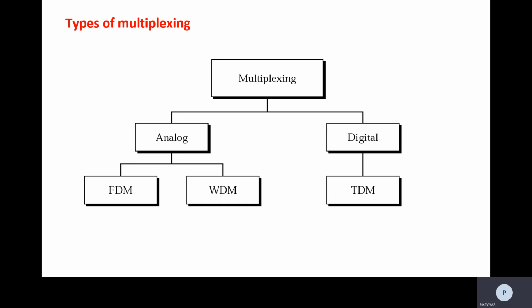So as I said, multiplexing is classified into two types. They are analog and digital. In analog, again, they are classified into two types. They are frequency division multiplexing and wavelength division multiplexing. And digital multiplexing means time division multiplexing.